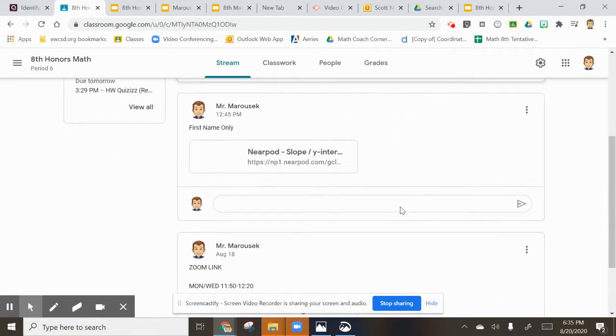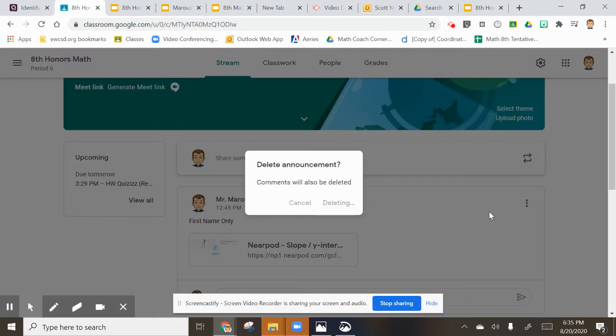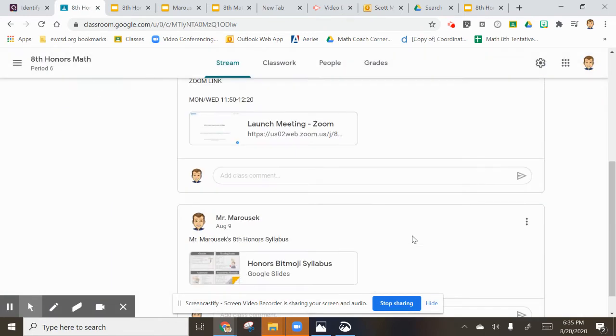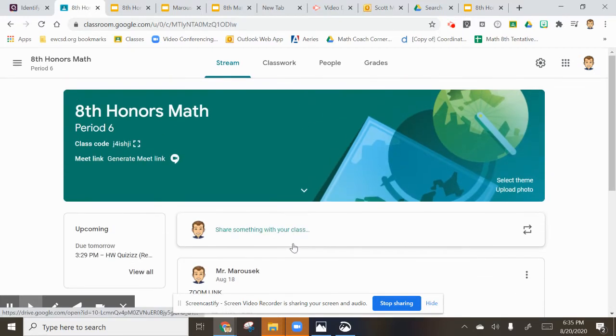Alright guys, I'm in your Google Classroom. We did this today, this Nearpod slope one here. I'm going to delete that. So again, when you look at your Google Classroom, your Zoom code, first page, your syllabus, and then I always put different links in there.